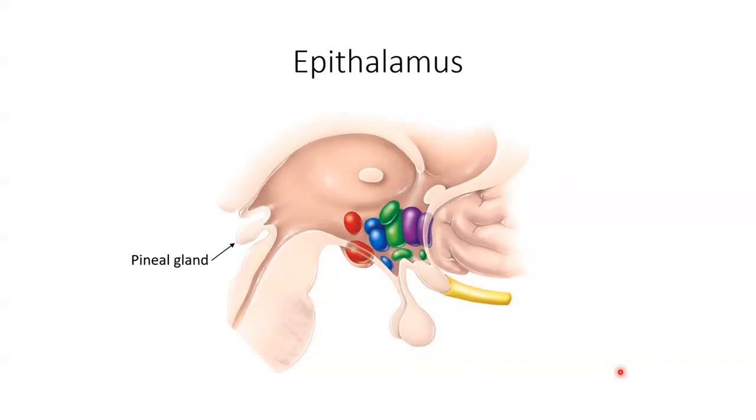The final structure in the diencephalon is the epithalamus, which is this small region here, which is superior and posterior to the hypothalamus. So it's kind of a little bit up and behind the hypothalamus. Within the epithalamus is another endocrine gland called the pineal gland. And the pineal gland secretes the hormone melatonin.